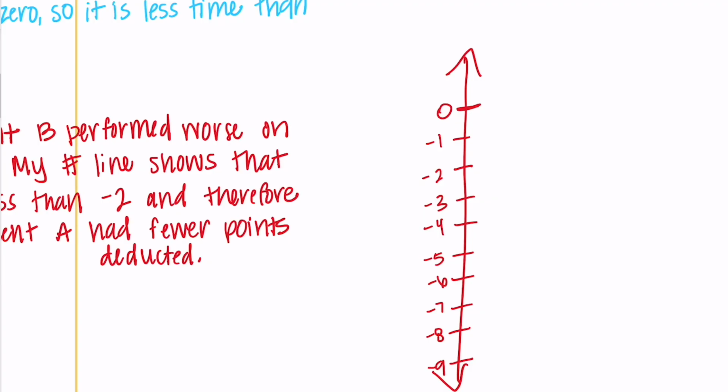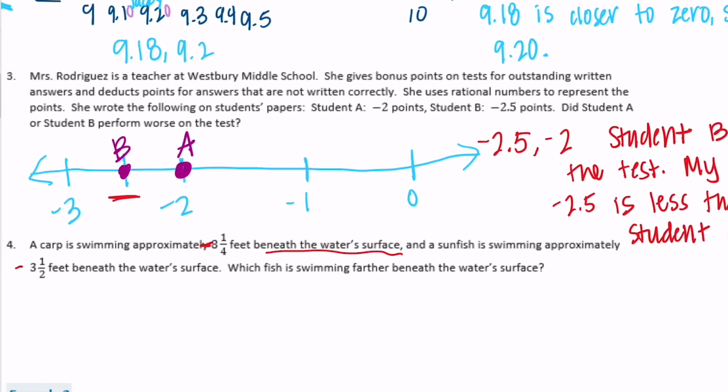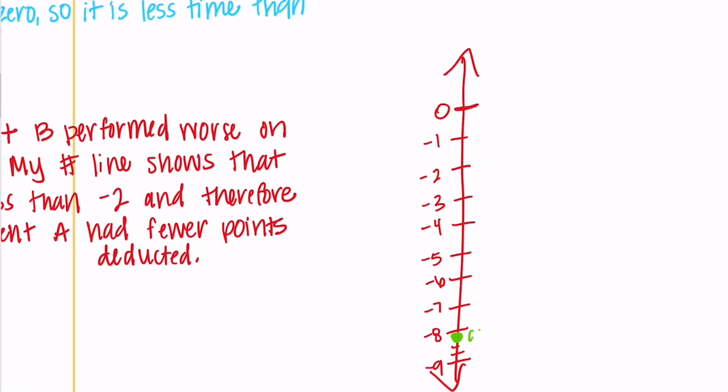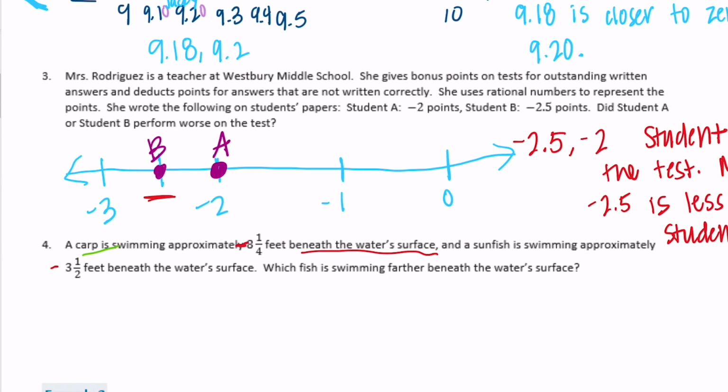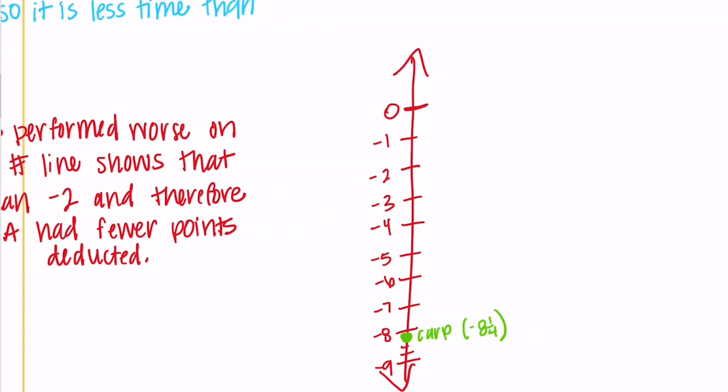And 8 1/4, I'm going to need to separate those into fourths. So this is where 8 1/4 is, and that was the carp. And I'll just put negative 8 1/4. And then the sunfish is swimming approximately 3 1/2 feet beneath the water surface. So 3 1/2 below the surface would be right here, and that is the sunfish.